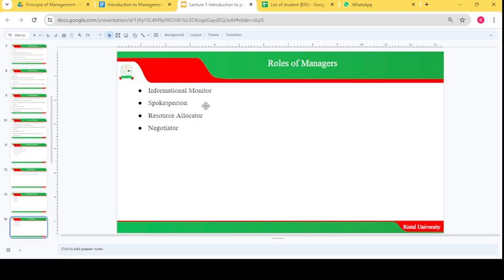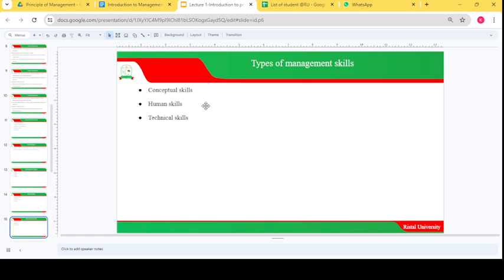And then we have resource allocator. So the manager here is supposed to be deciding which initiative to go ahead with and setting priorities in order to allocate resources. And then we have a negotiator. The manager should be discussing with a wide range of stakeholders, negotiating terms of contracts and agreements of many kinds. So those are some of the roles of manager.